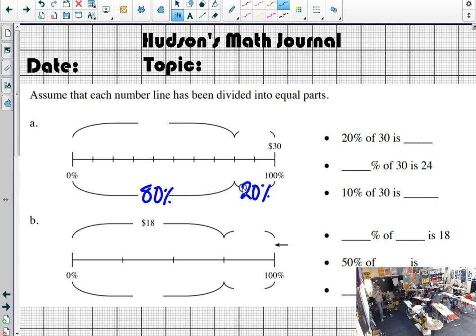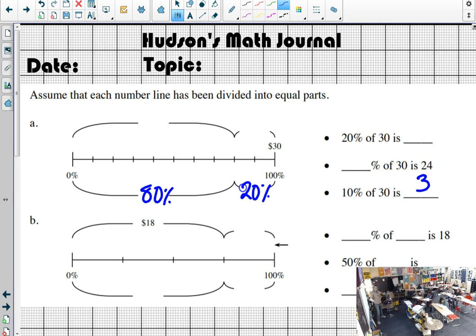Actually, I can answer one of these really quickly, right? Grant talked to us about the whole 10% method. Who that isn't Grant can tell me how we find 10%? Easy way to find 10%. Divide by 10. Take what you got and divide by 10. What's 30 divided by 10? 3. So we know 10% of 30 is 3.